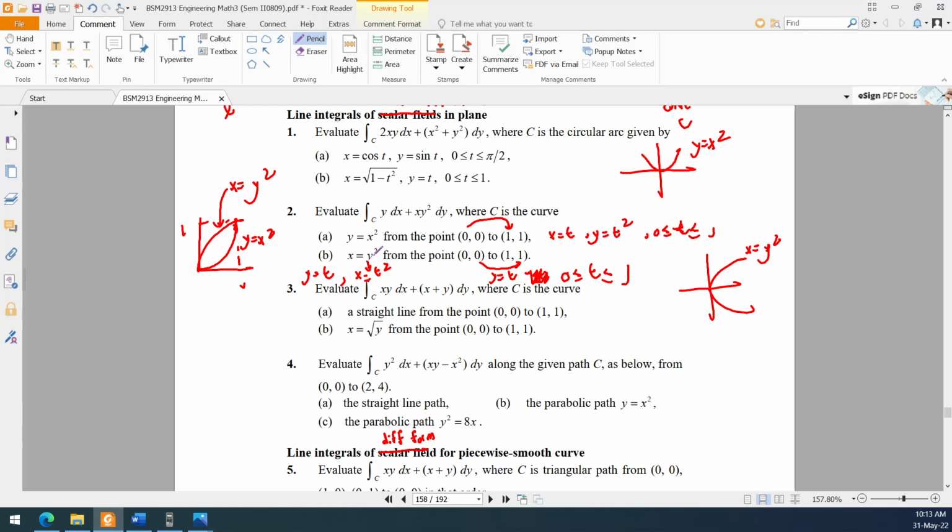I solved B, so you go back and solve question A. You go back to solve question B.